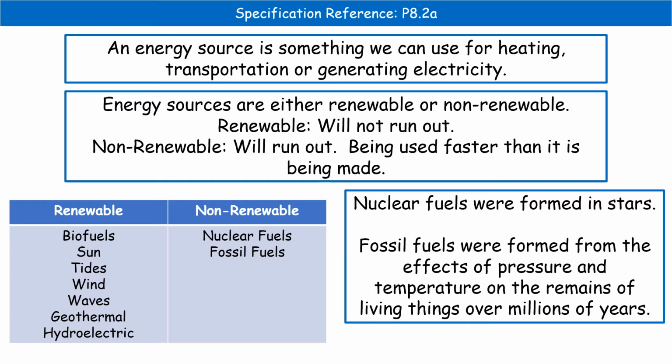Now, in the bottom corner here, we've got our different energy sources. So renewable first of all: biofuels, sun, tides, wind, waves, geothermal and hydroelectric. Non-renewable: nuclear and fossil fuels. And hopefully we remember that our fossil fuels are coal, oil and our natural gas. So it's possibly easier to remember fossil fuels and nuclear fuels are non-renewable, everything else is renewable. So that's an easy way to remember it, but learn just two examples, I would say, of renewable, two examples of non-renewable, and you should be absolutely fine. But do know that the three fossil fuels are coal, oil and gas.